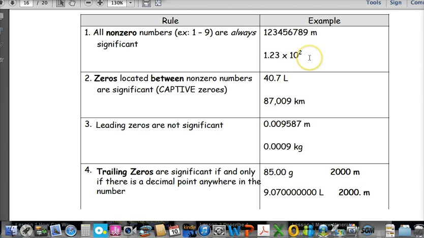Now, if you have a number in scientific notation, the only ones that are significant are the numbers in the mantissa. So we know that there are only 3 significant figures in this number. Those are probably zeros after the 3.